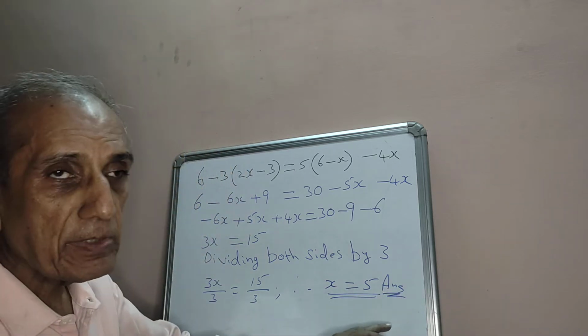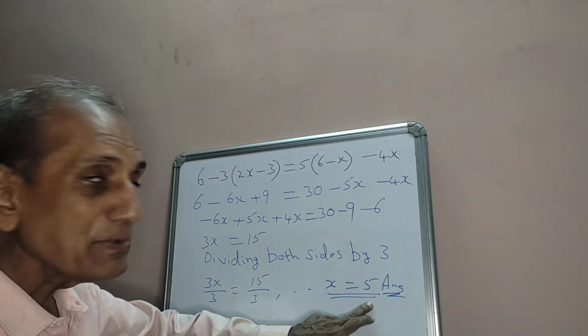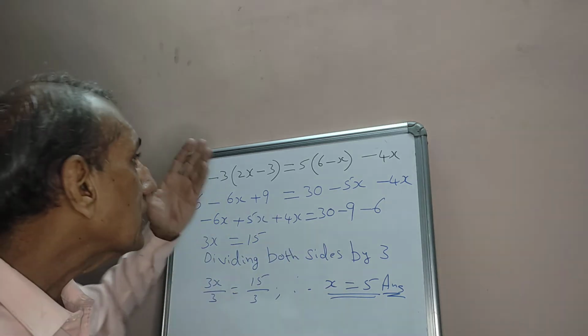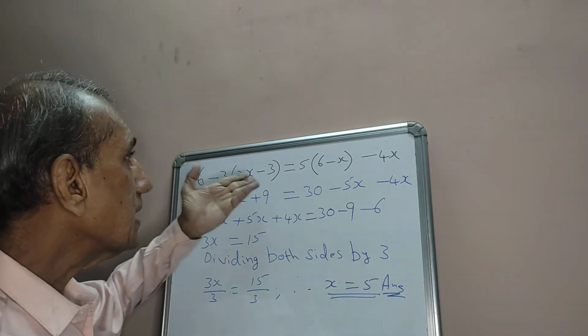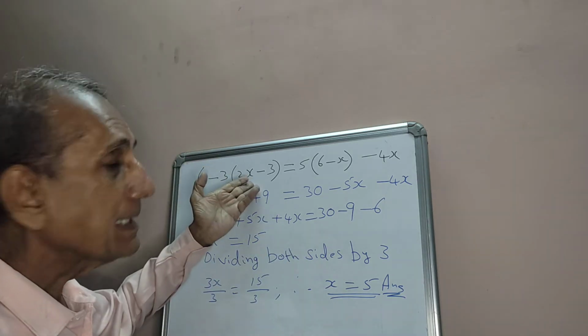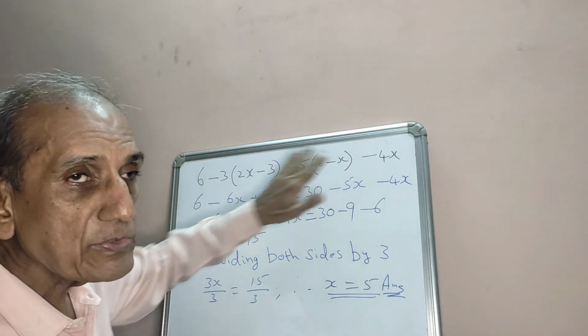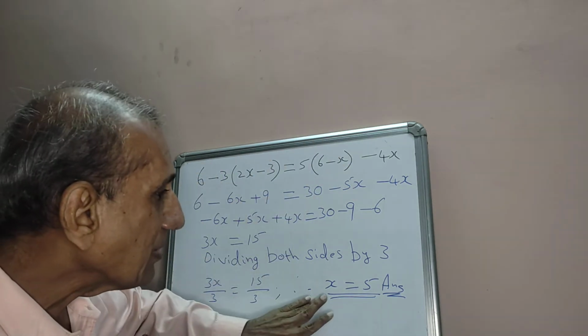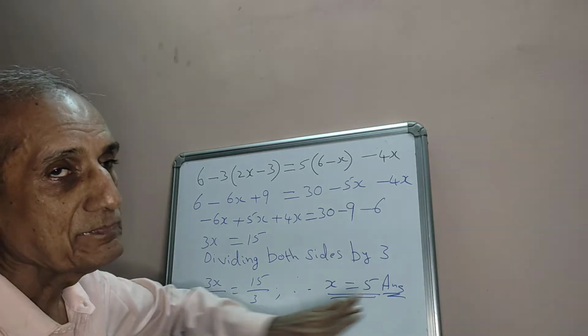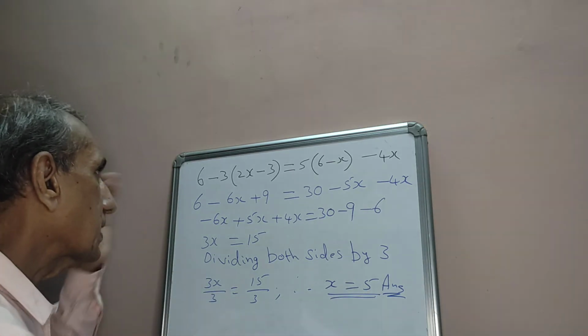Now you can cross check by putting the value of 5. If you substitute the value of 5 in the original equation, you can check that the left hand side would be equal to the right hand side. That means this equation gets satisfied for this value of x is equal to 5. Okay, you can cross check if you want.